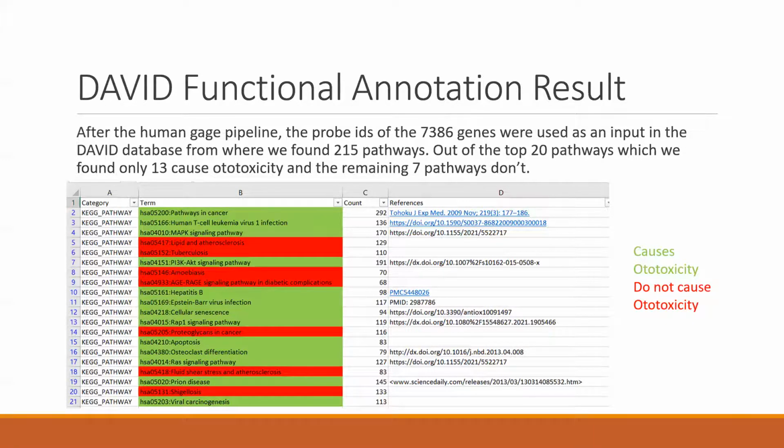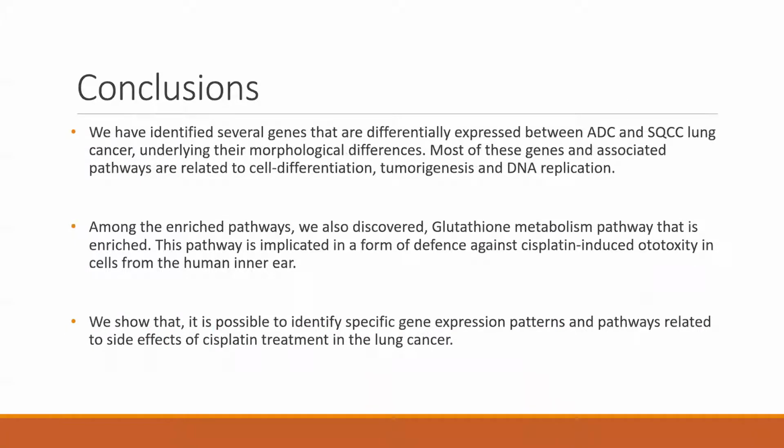From all these, we had the conclusions that several genes were identified which were differentially expressed between ADC and SQCC lung cancers with their morphological differences. Most of the genes and associated pathways are related to cell differentiation, tumorigenesis, and DNA replication. Among the enriched pathways, we also discovered that glutathione metabolism is enriched, and this pathway is implicated in a form of defense against the cisplatin-induced ototoxicity in cells from the human inner ear.